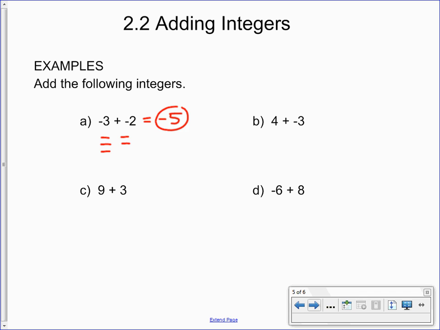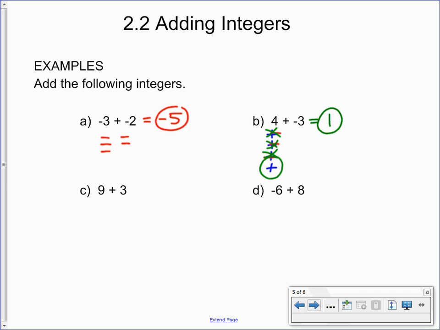If you have a 4 plus negative 3, we have 4 good guys or 4 positives, and we have 3 negatives. So each of these negatives is going to take out one of the positives. Okay, so that's gone, and that's gone. The only thing left is that 1, so your final answer is positive 1.